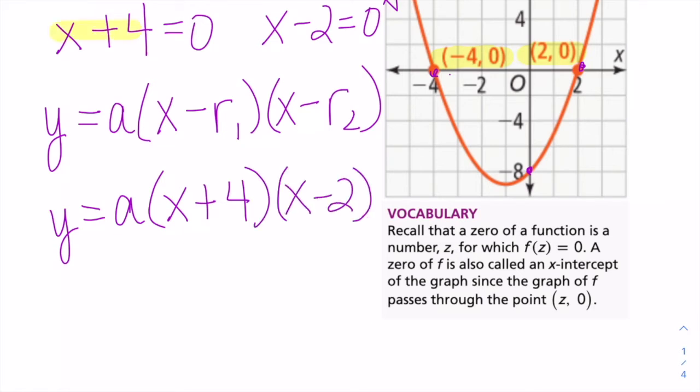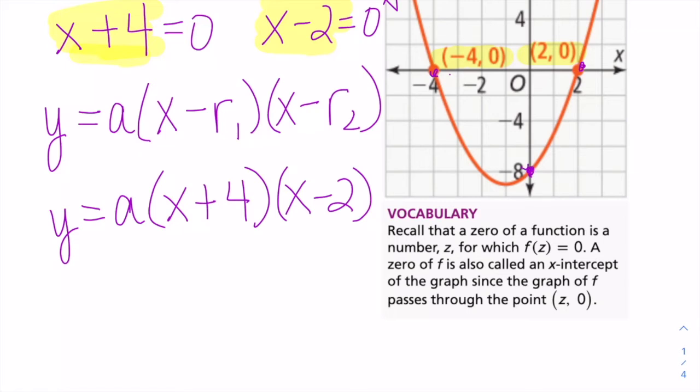Because those were from the zeros, x plus 4 and x minus 2. We know a little bit more about the graph. We know that it opens up, so we know that a is going to be positive, but we don't know the exact number. So we need one more point.